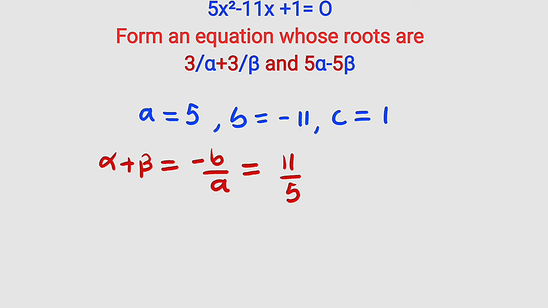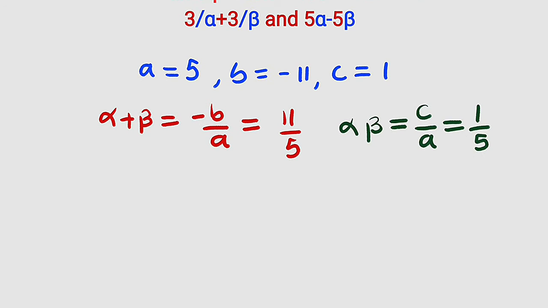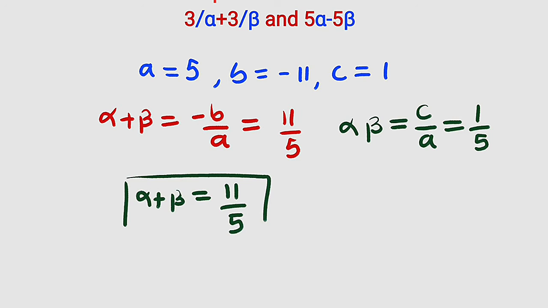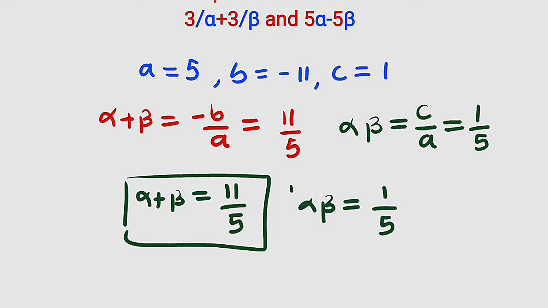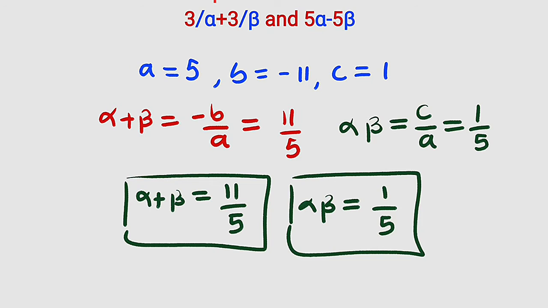For the product, alpha beta, it is given as c divided by a, where c is 1 and a is 5. So we have the sum alpha plus beta as 11 over 5. Let me bring it here. While the product alpha times beta is 1 divided by 5.